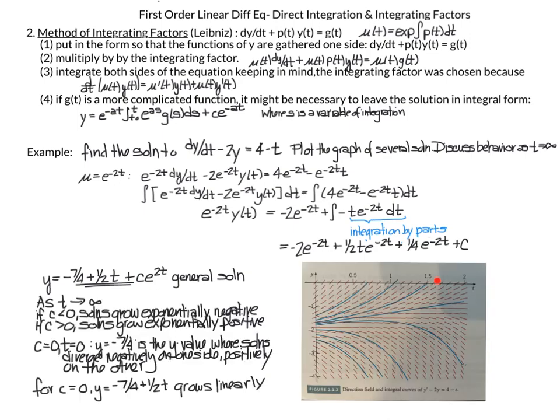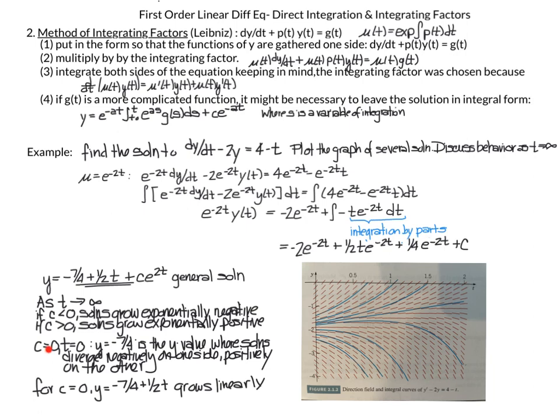I have my graph here, which again was not drawn by me. If I look at this, as t approaches infinity, t grows linearly while e to the 2t grows exponentially. So if c is less than 0, then the solution is going to grow exponentially negative. If c is greater than 0, then solutions will grow exponentially positive.